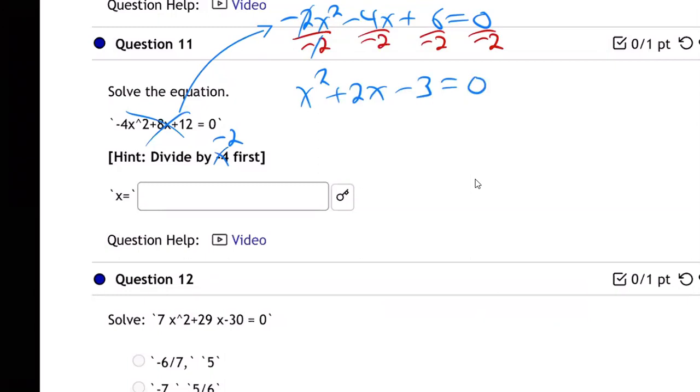Everybody see what happened there? So the two negatives made positive. 4 divided by 2 is 2, and two negatives made positive. Positive over negative made negative.